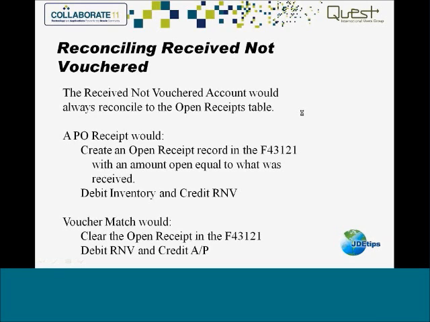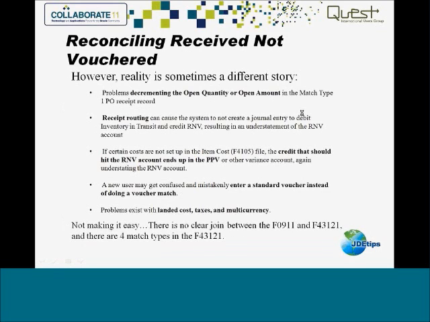It debits received not vouchered and credits AP. So the net effect is you don't have any open receipt amount or quantity in the open receipts table, the 43121. That's been cleared. And you don't have anything in the received not vouchered account. You have a credit and a debit, and they cancel out. That's the ideal world. However, reality can be different.